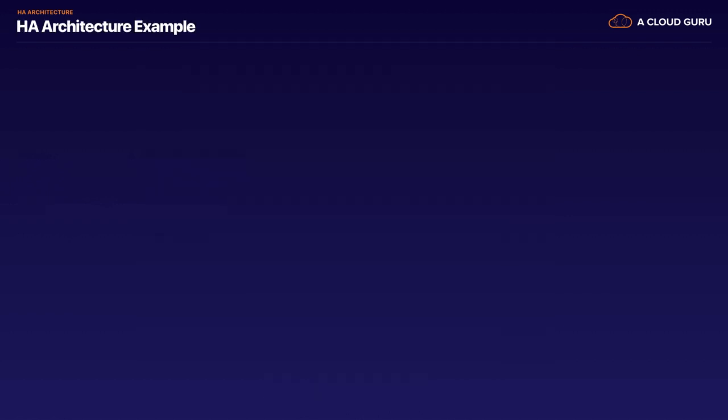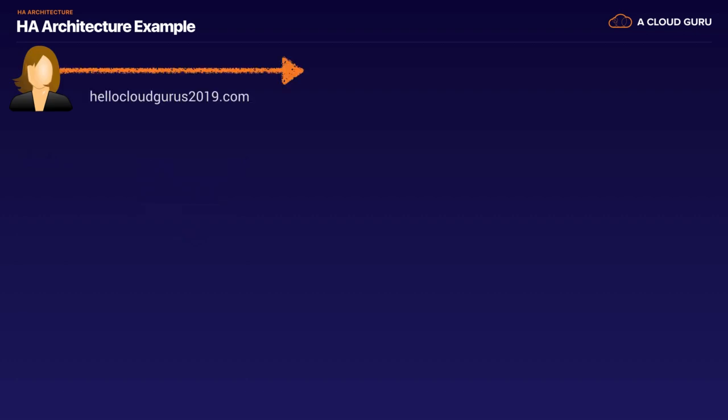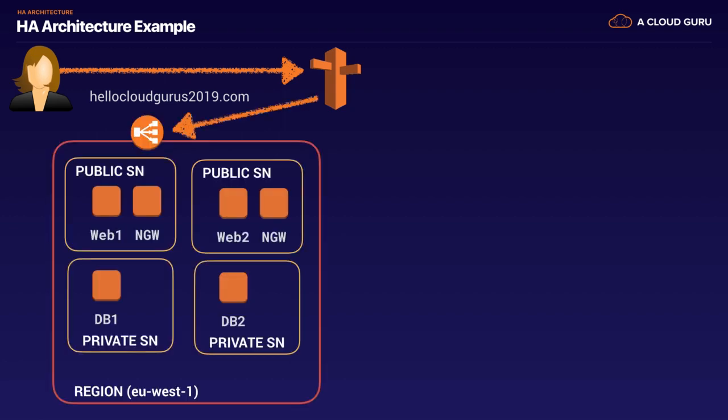So what is a good example of high availability architecture? Let's say we've got our user, and our user is going to hellocloudgurus2019.com, and that's hosted at Route 53. Route 53 then sends them to this region. It might be EU West 1 because they're a European user. Inside EU West 1, we've got our public subnets here and our private subnets here. Here are our web servers in two different public subnets, and here are our database servers in two different subnets. We've got our NAT gateway in here, and then we've got our auto-scaling group as well.